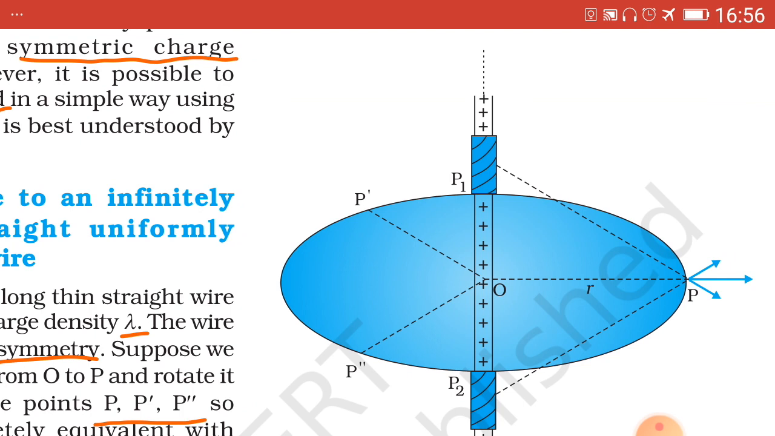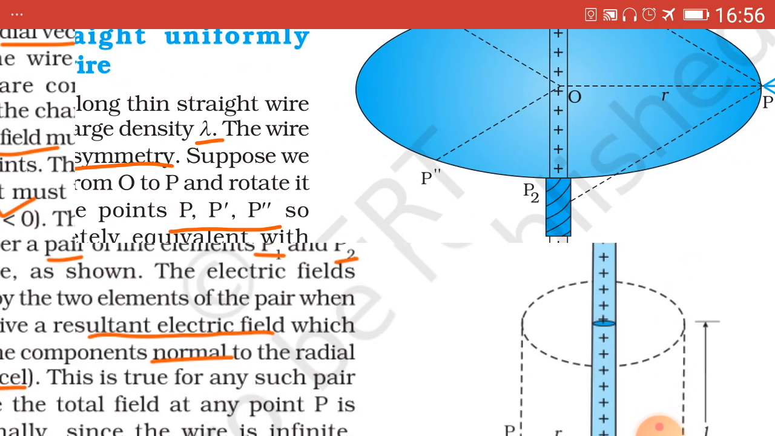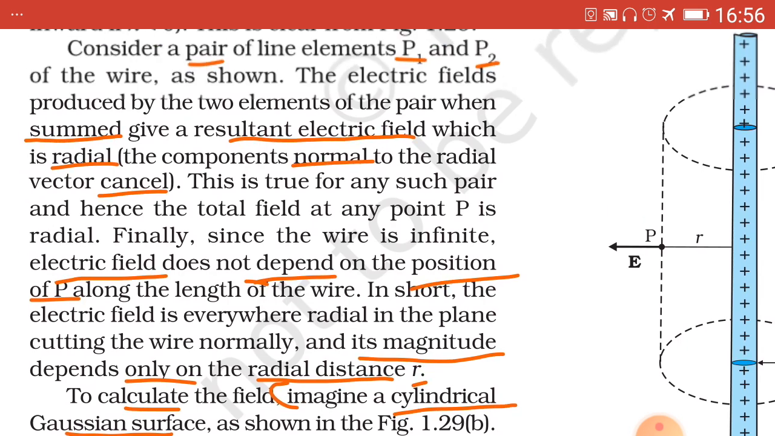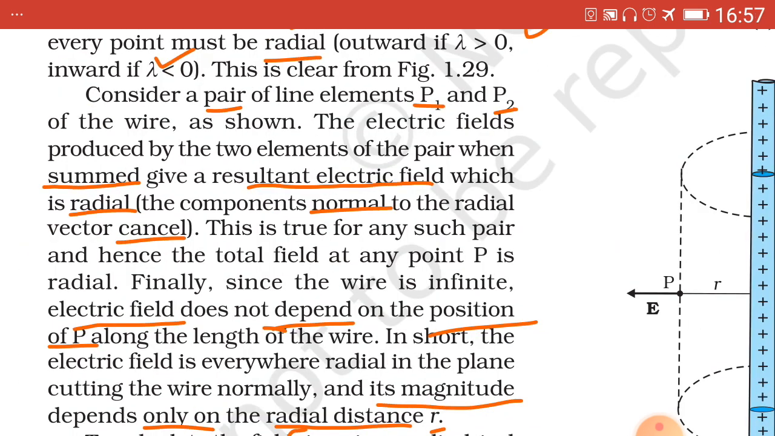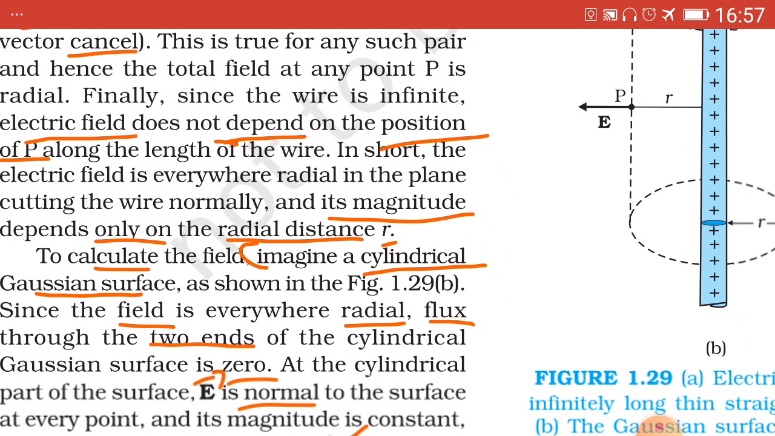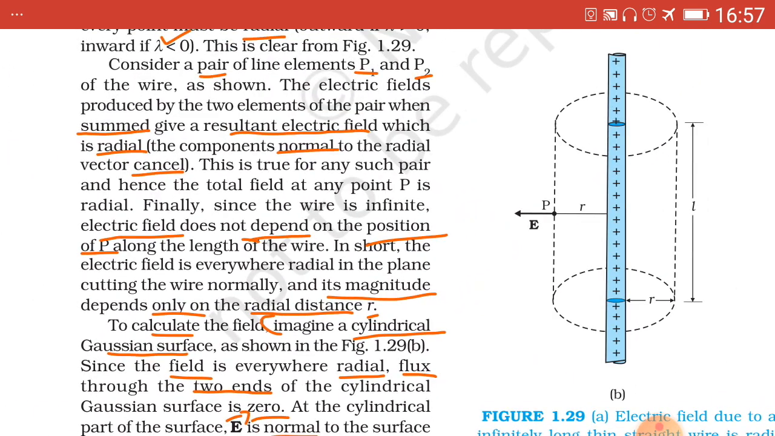Okay. Now we go ahead, considering the second figure now, and from the first figure we have seen the conclusion that the components normal to the radial vector cancel and electric field does not depend on the position of P and its magnitude depends only on the radial distance r, which was shown in figure A. Now we calculate the field considering figure B given besides, which is clear.